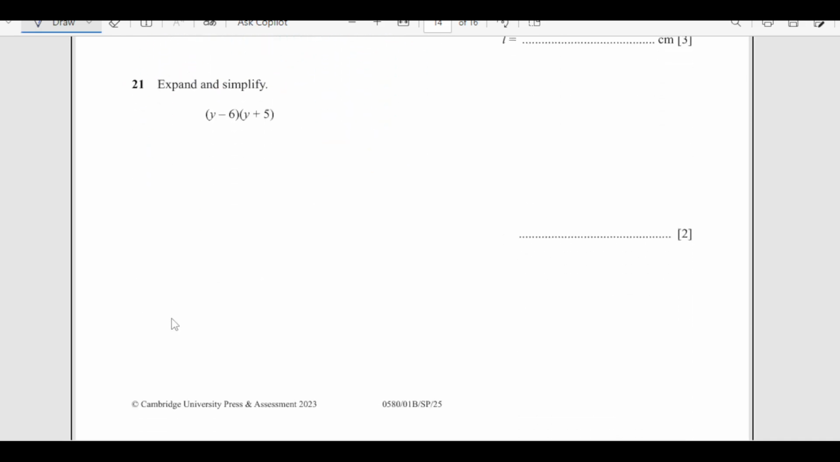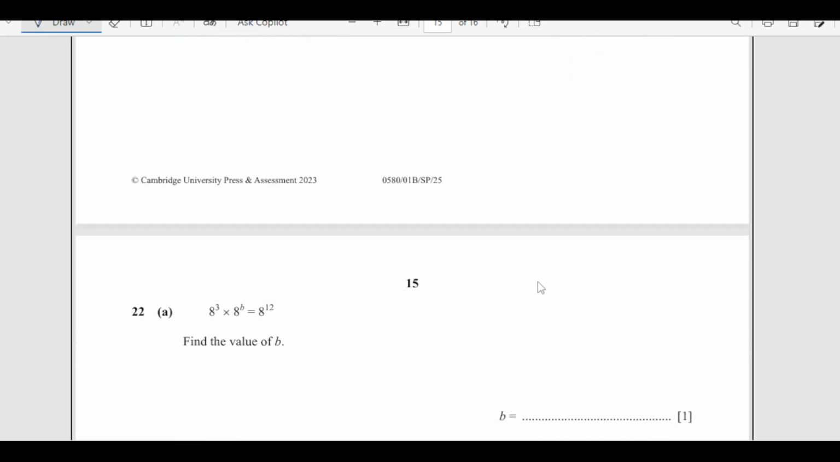Now expand and simplify. Now y is going to multiply throughout, that is y squared, then y times 5, that is 5y. Now 6 is going to multiply throughout the bracket, negative 6y minus 30. So this is y squared minus y minus 30.